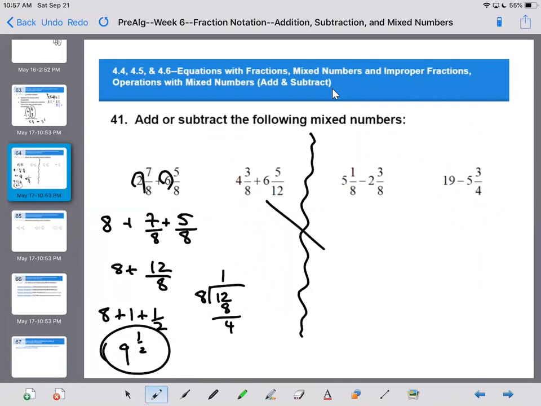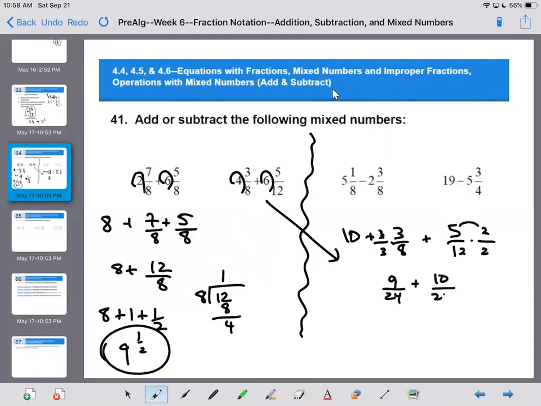Let's come over here and look at this one. So I can add 4 and 6. That's going to give me 10. But then I've got 3/8 and 5/12 that I need to add together. So 24ths would be your LCM. So I'm going to multiply by 2 divided by 2, 3 divided by 3. So that's going to give me 9/24ths plus 10/24ths plus the 10. Well, remember 9 plus 10, that's going to give me 19/24ths plus 10, or 10 and 19/24ths.